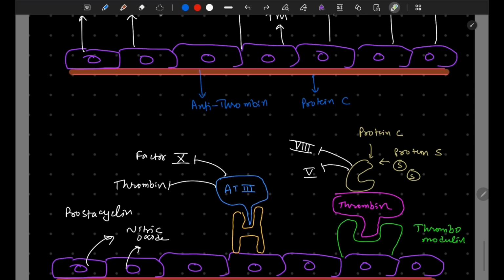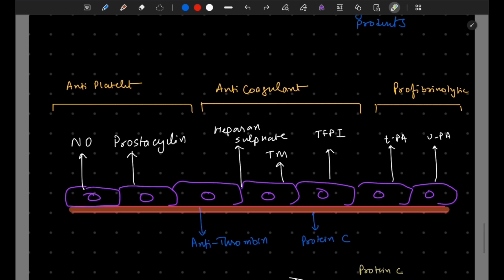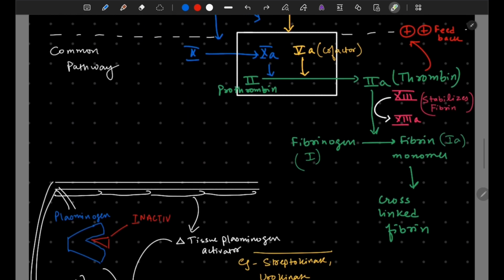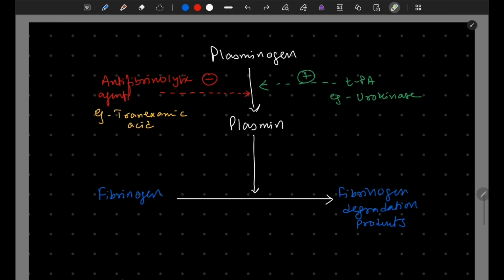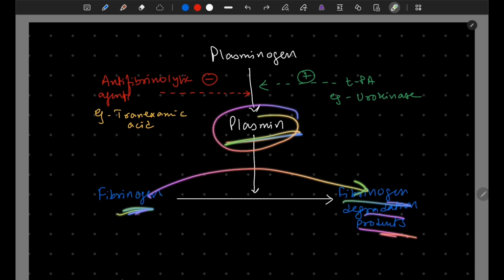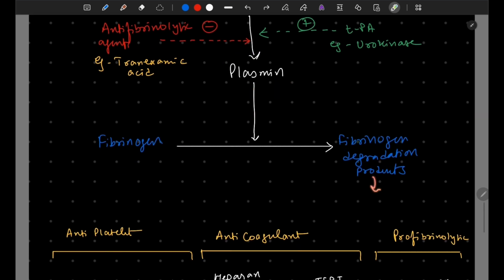So basically this is all we need to know in this chapter. The last thing to keep in mind is the profibrinolytic pathway. This pathway leads to the dissolution of the fibrin clots, as we have discussed earlier, with the help of streptokinase or urokinase, which leads to activation of the plasmin, and so the activation of plasmin causes the fibrinogen to convert into fibrinogen degradation products, and so haemostasis is maintained in our body.